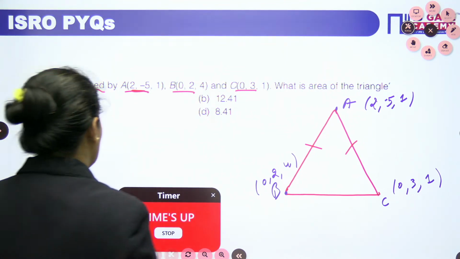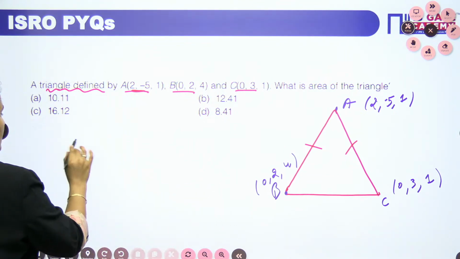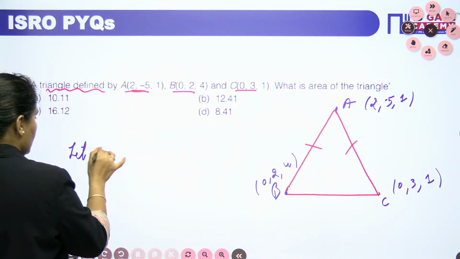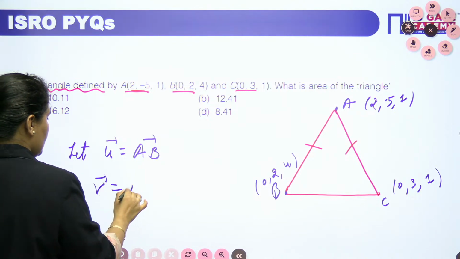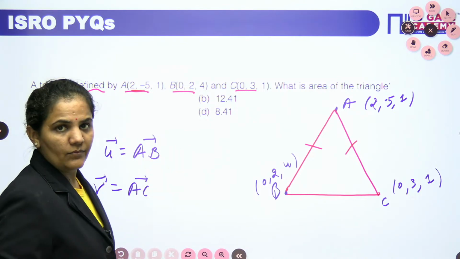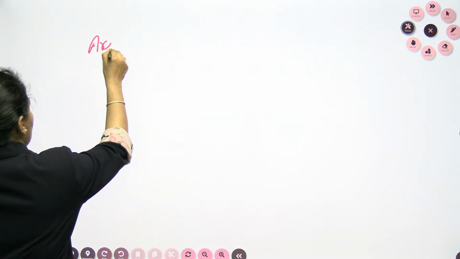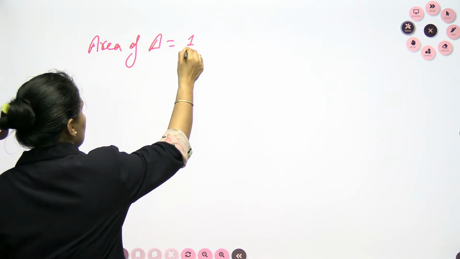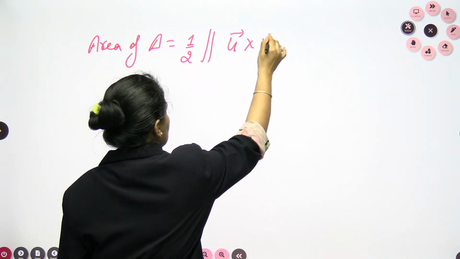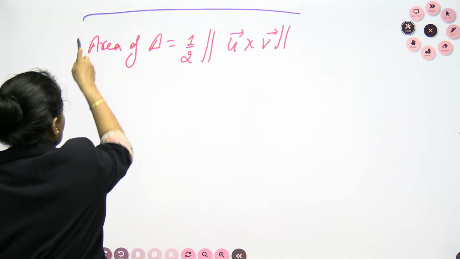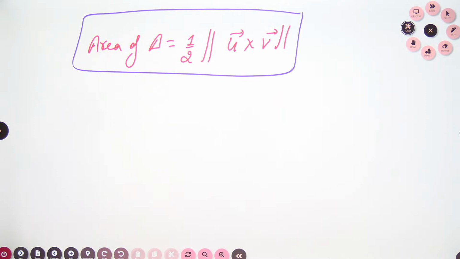Yes, let's go for it. First of all, I have AB and AC, so I can consider the U vector as AB and the V vector as AC, because I need to find the area. The area of this triangle will be 1 by 2 times the magnitude of U vector cross V vector. So I need the cross product first of all.